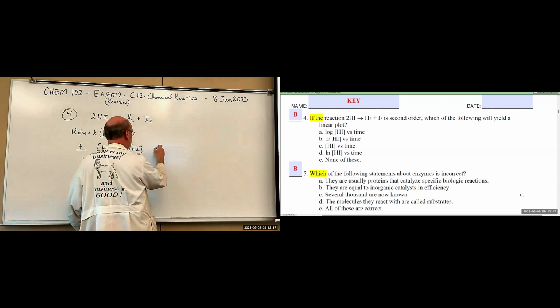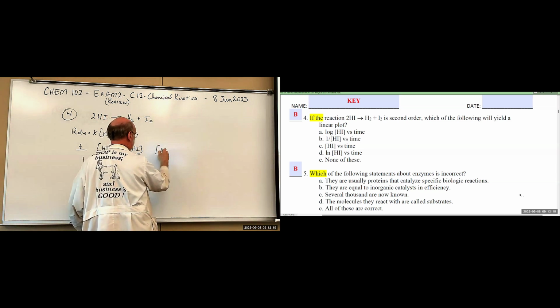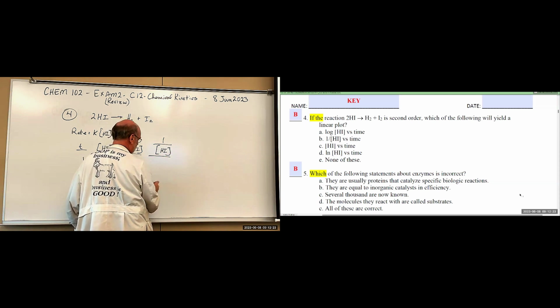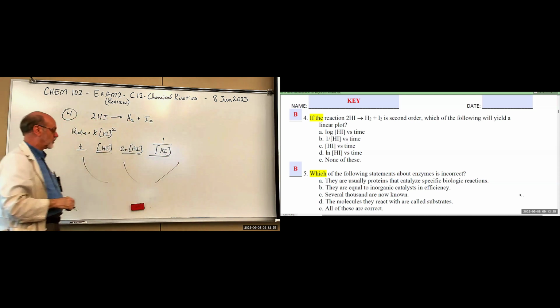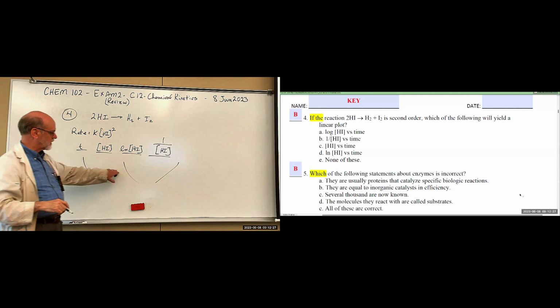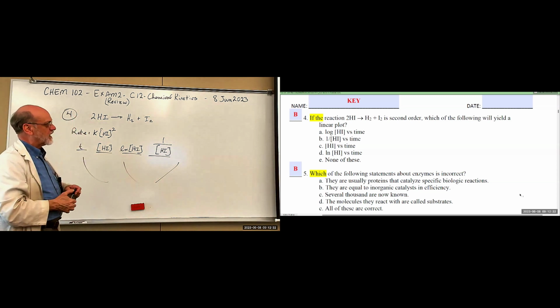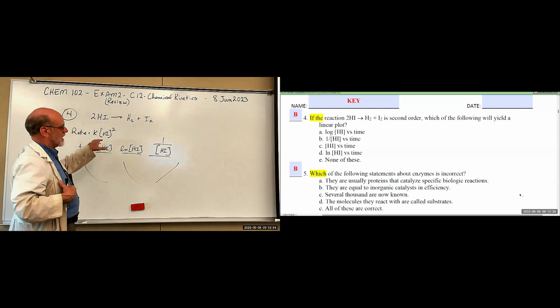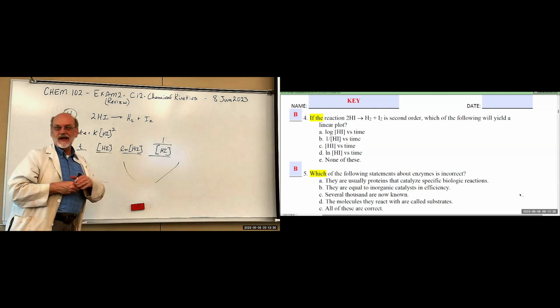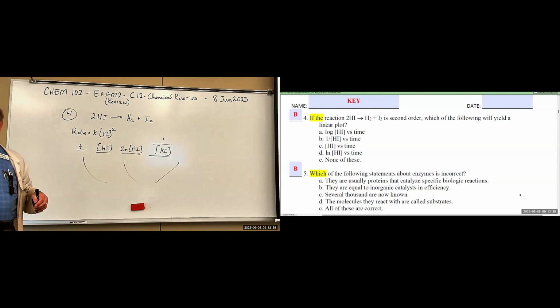But if you take the inverse of that value, you get a straight line with a positive slope. These are both curves with negative slopes, and this is a straight line with a positive slope. So you plot the inverse of HI against time, you get a straight line. Okay?